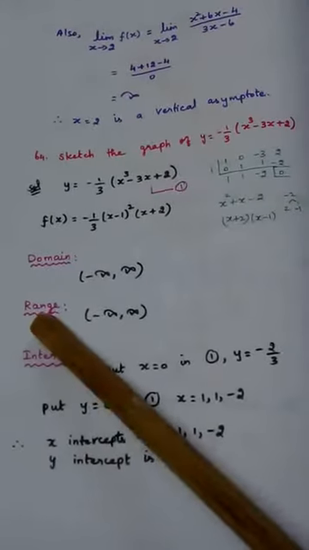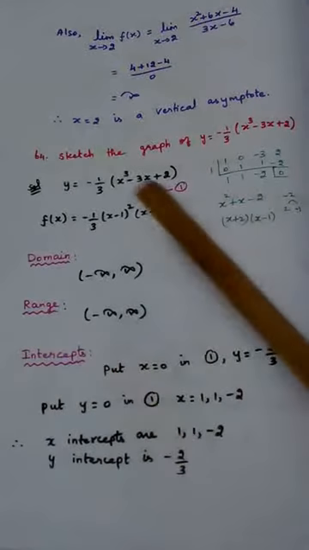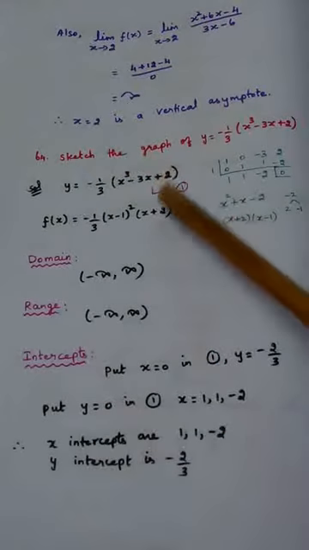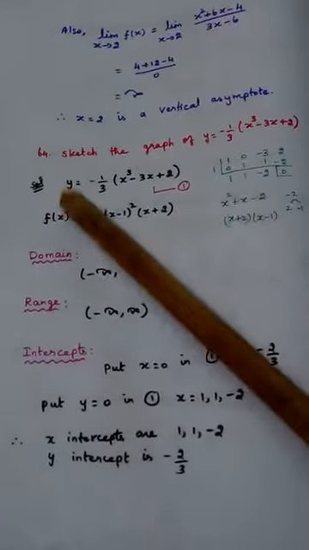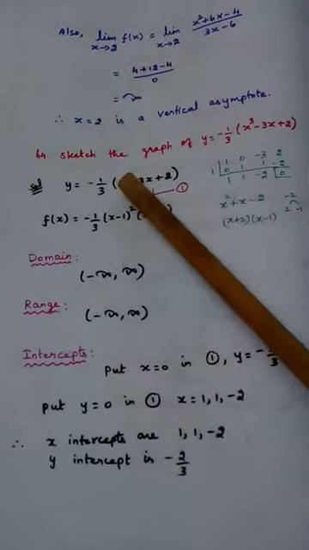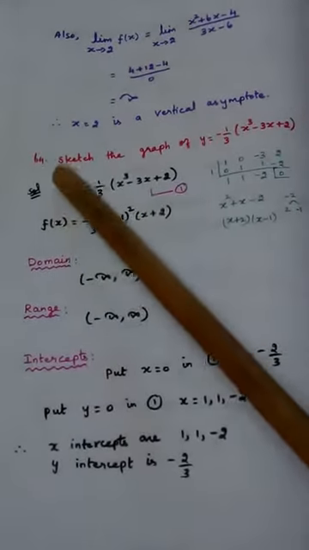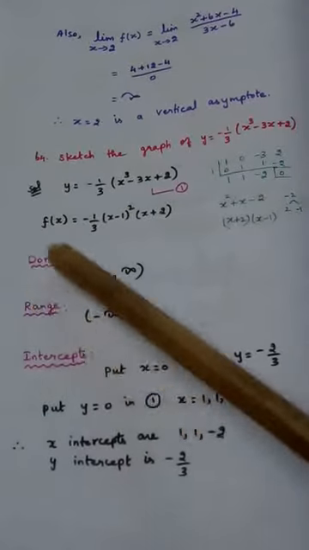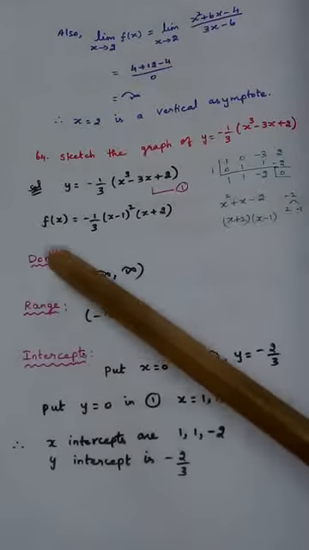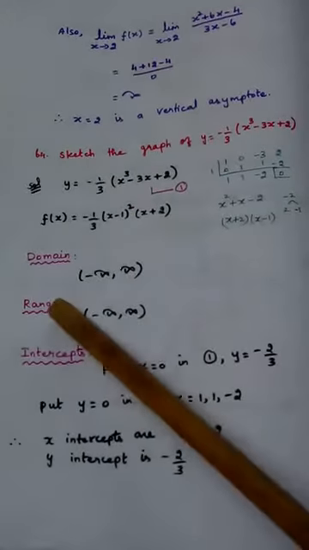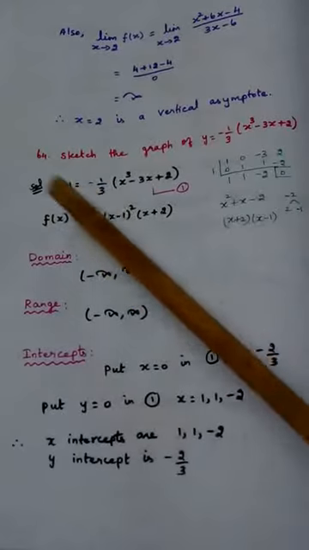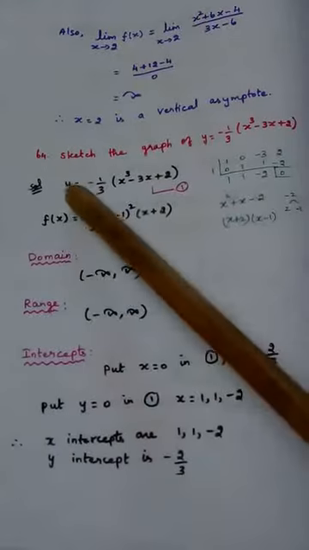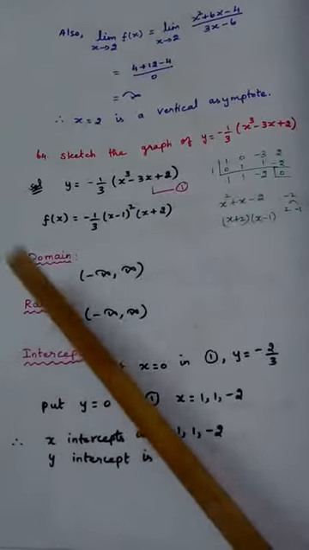Next heading is range. Range means what are all the values that y can get. We are going to give values for x, and the y value will come. So what are all the values that will come for y? That is called range. Try to understand the difference. Domain means what values we can use for x. Range means what values y can take; we are not substituting for y, we only substitute for x and the y value comes.